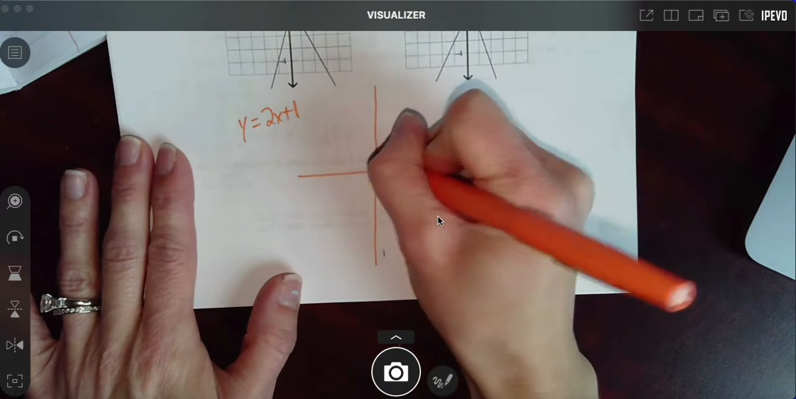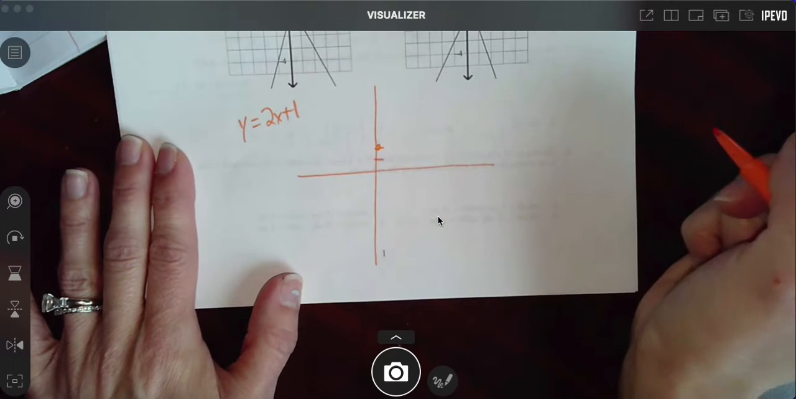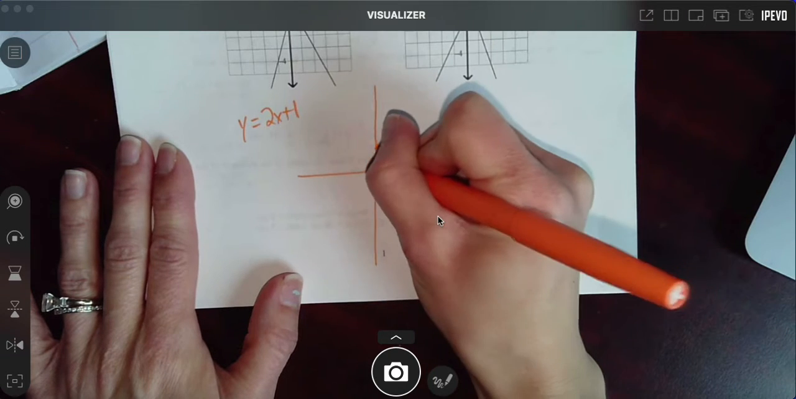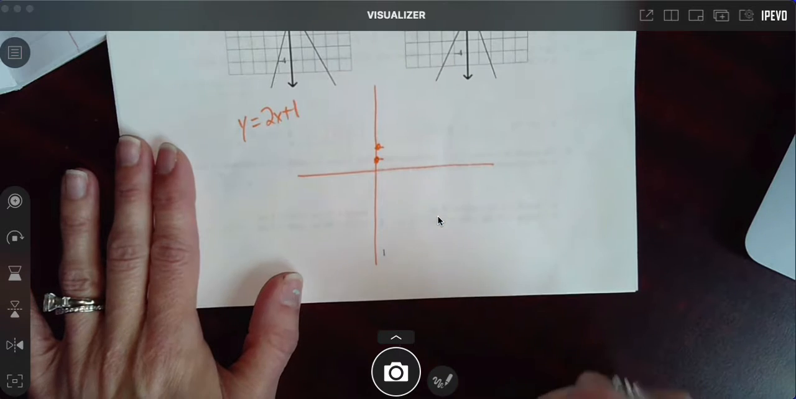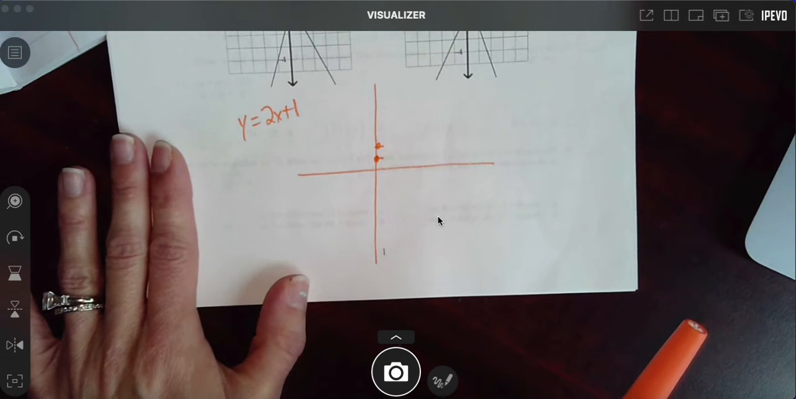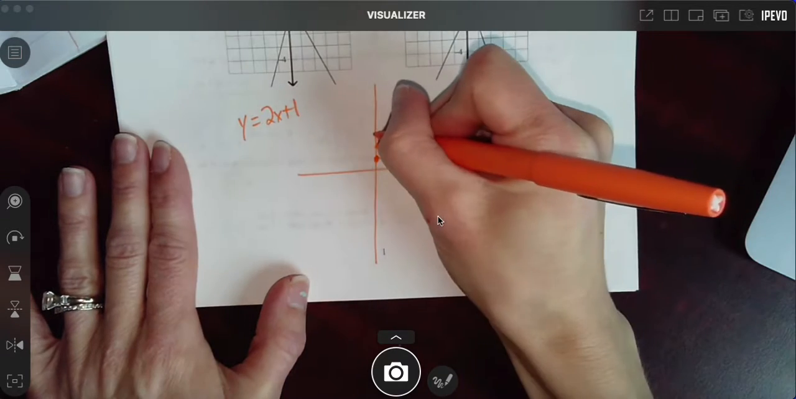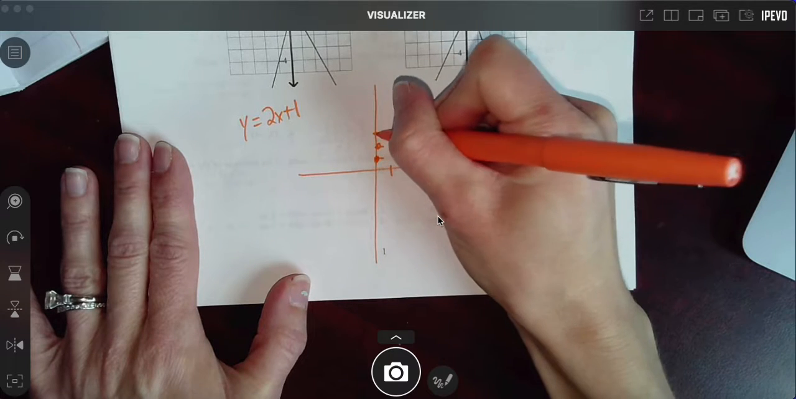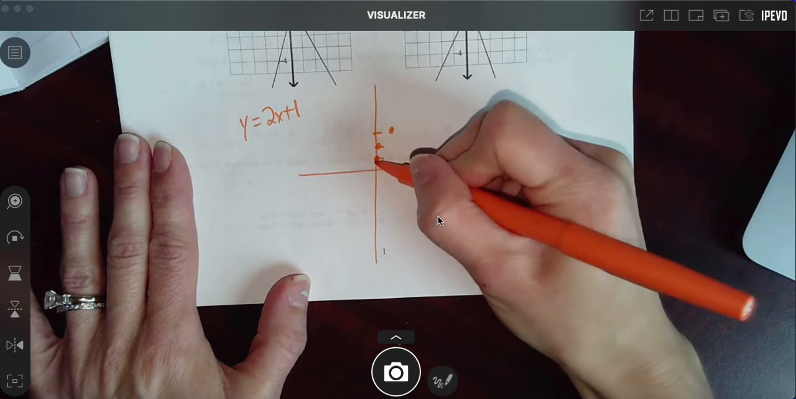So that means I go up 1, and I start there at 1. From there, where do I go? Up 2 and over 1. All right, and I draw my line.